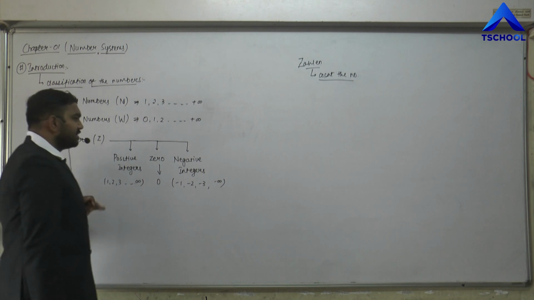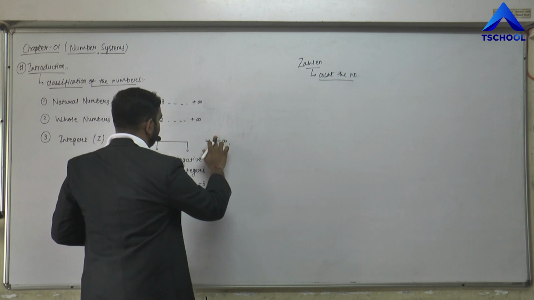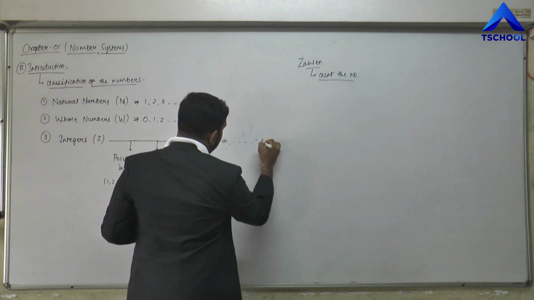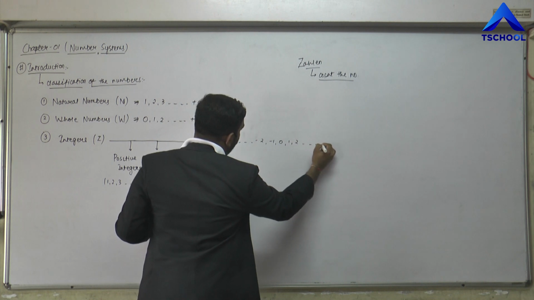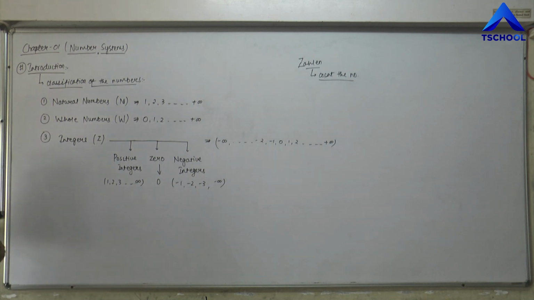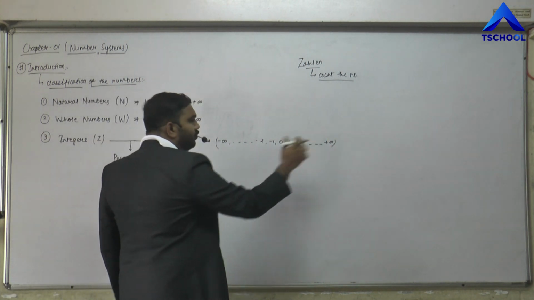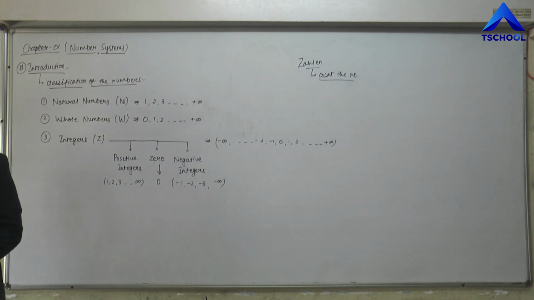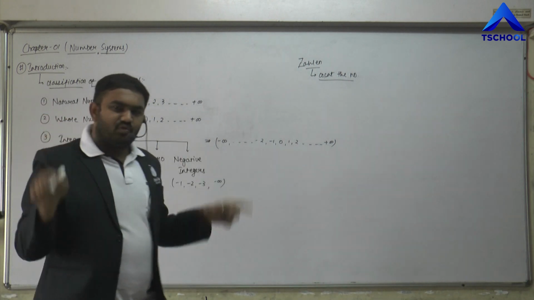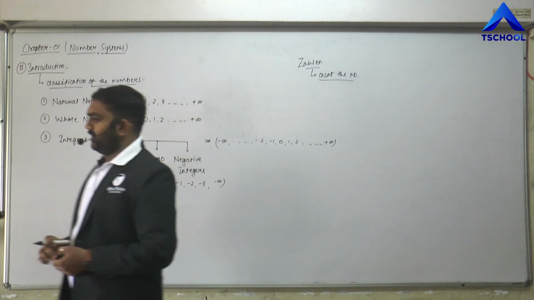That means integers can generally be written as minus infinity to -2, -1, 0, 1, 2 up to plus infinity. This is basically what the integers are. So integers are the numbers that start from minus infinity to 0 to plus infinity. All the negative numbers, positive numbers and 0, all complete numbers, are included in the category of integers, right?